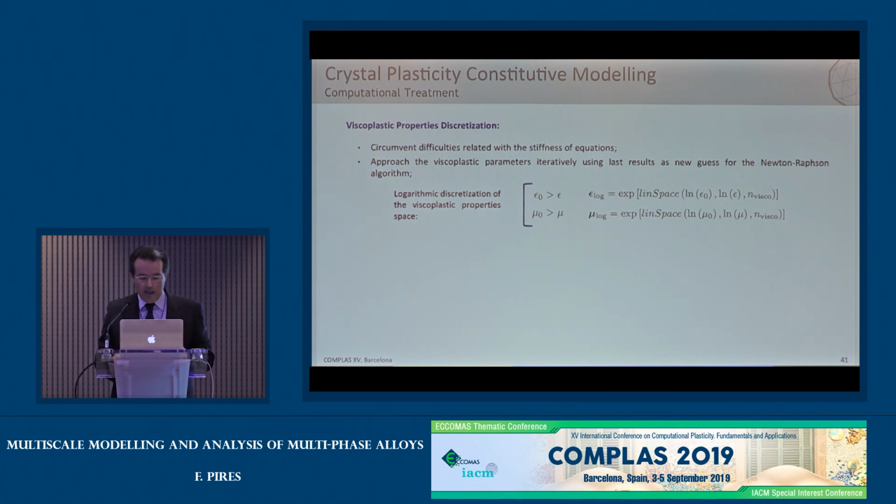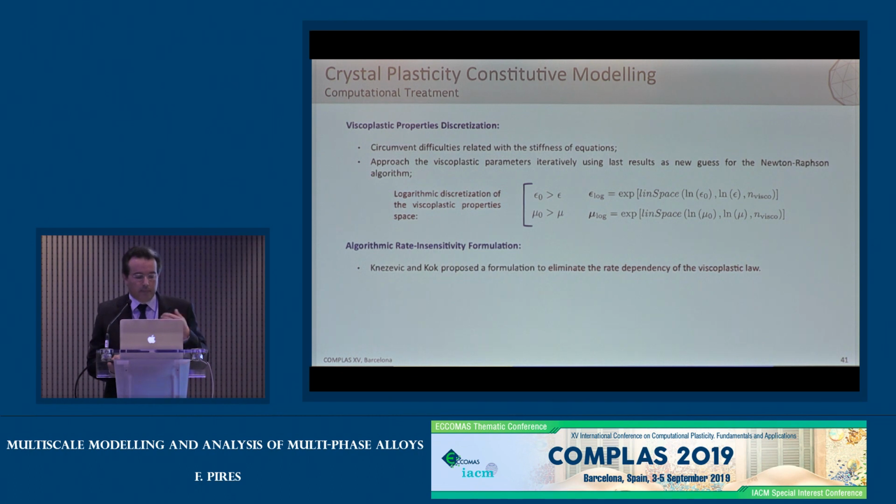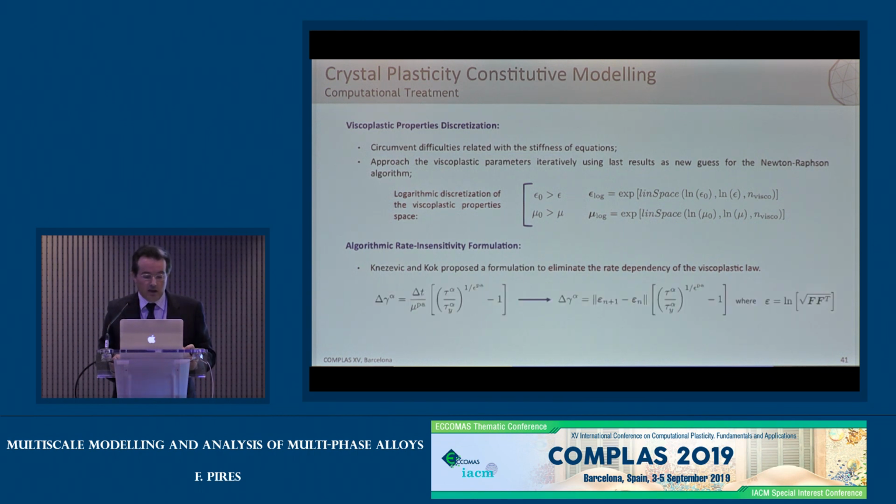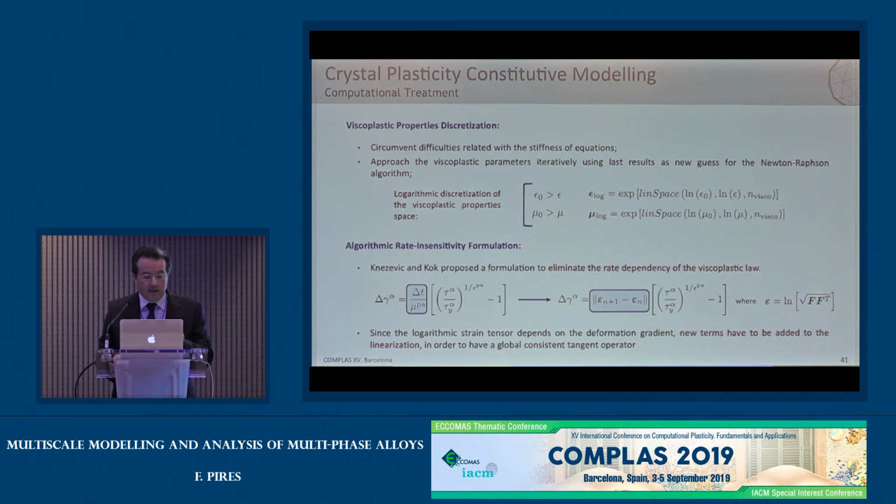So we were actually able to converge a lot better when using this logarithmic discretization. And finally, we also implemented a strategy proposed by Knežević and Koch in order to eliminate the rate dependence of the viscoplastic law. What they basically suggest is that we substitute the viscosity by the local strain rate, and that makes the problem a little bit easier to converge. Of course, if we do that, additional terms emerge in the linearization that we need to take into account.